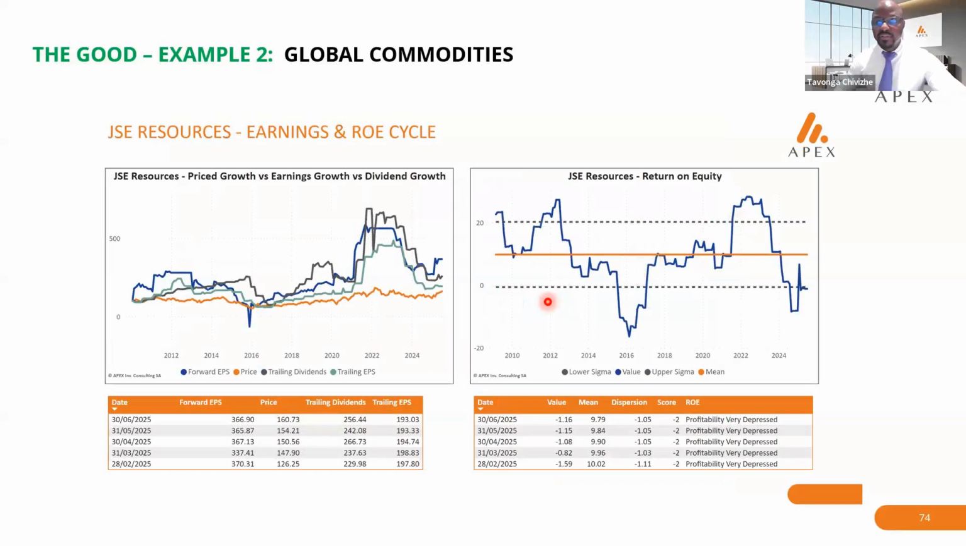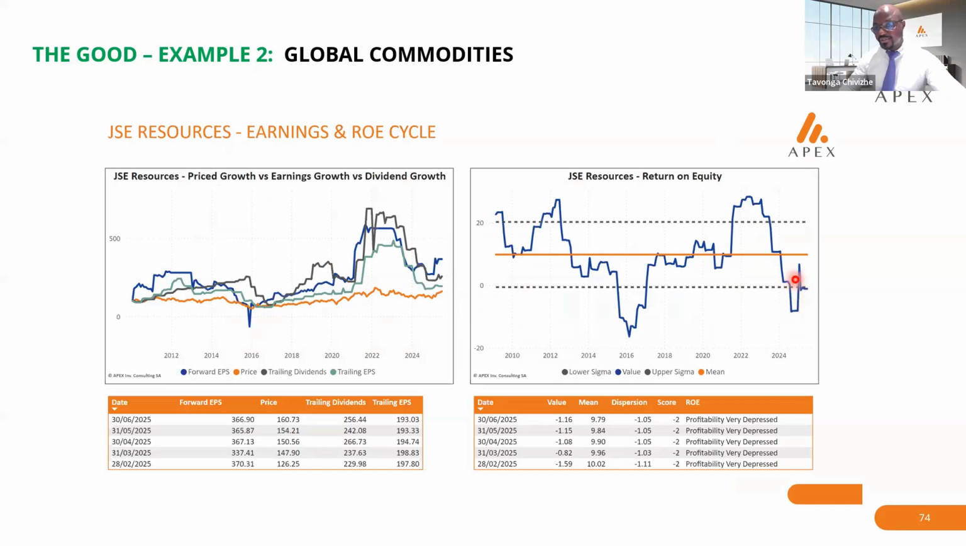South African resources are part of the global commodity cycle. The historical earnings, the forward earnings, the dividend yields have been declining. This has been a prolonged decline. Fortunately, the ROE is hinting that they've hit a bottom and they're about to recover.